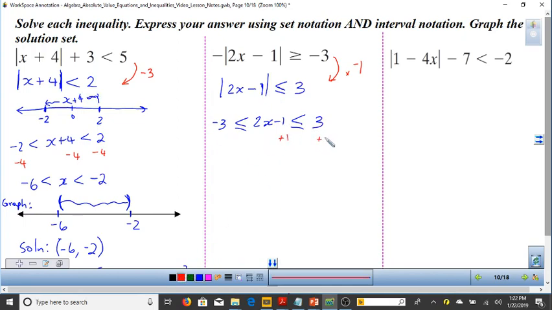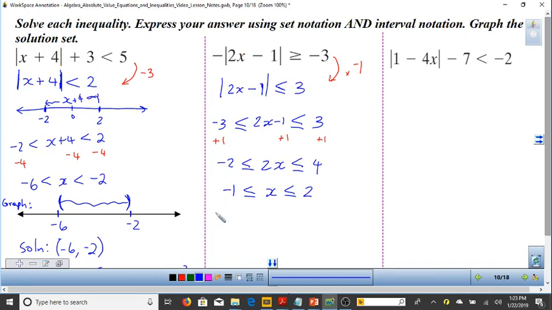We add 1 to all parts, and then we divide by 2. So we end up with negative 1 is less than or equal to x, which is less than or equal to 2. And then you can check a number like 0, and you'll see that the absolute value of negative 1 is 1, and 1 is less than or equal to 3. If you try negative 1, you should get 3, and if you try 2, you should also get 3.